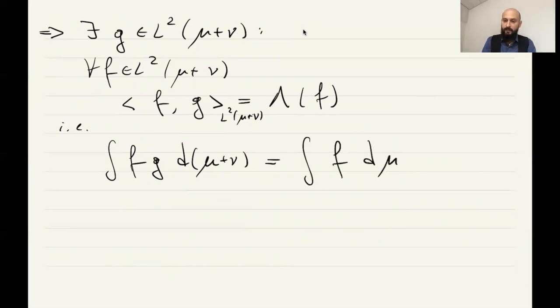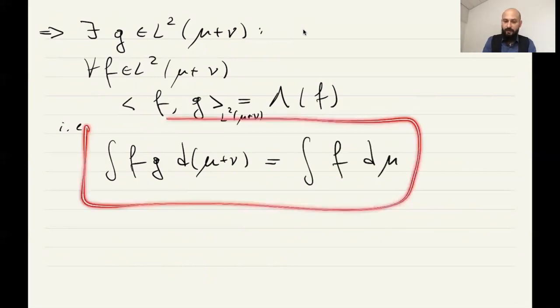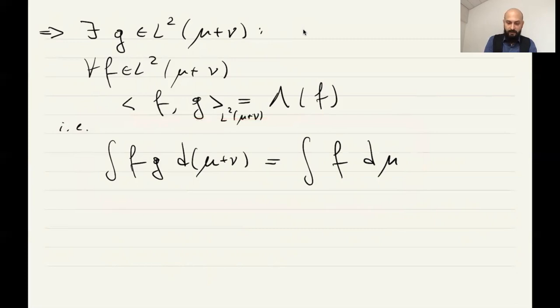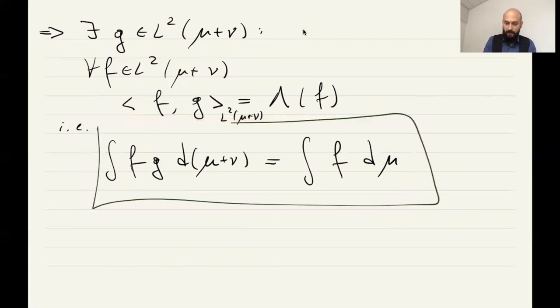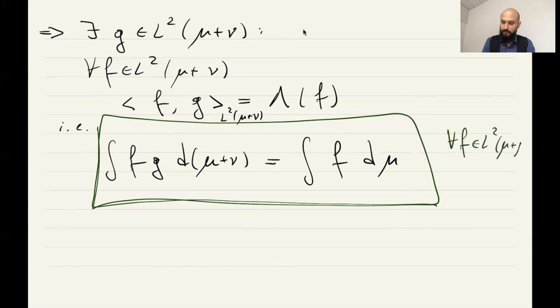Right? So now it's going to be very important that we have this representation. Now we are going to use this many times. So this holds for any f in L2 of mu plus nu. We're going to use this property.